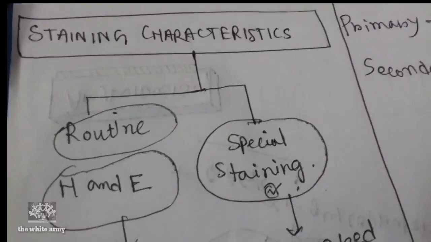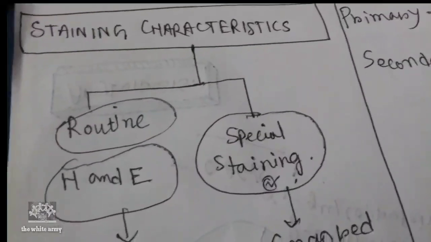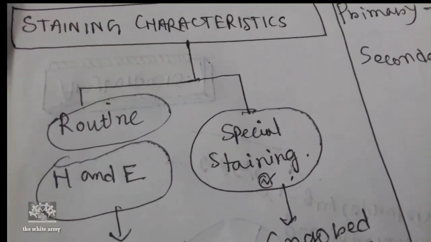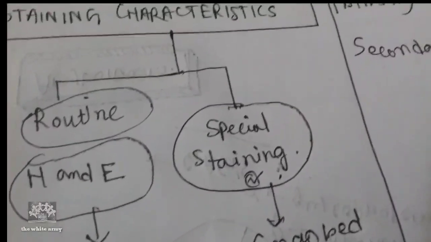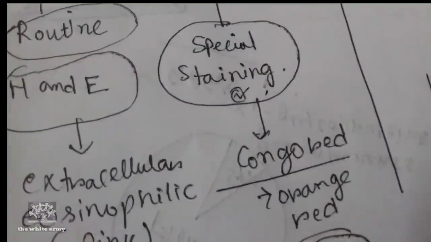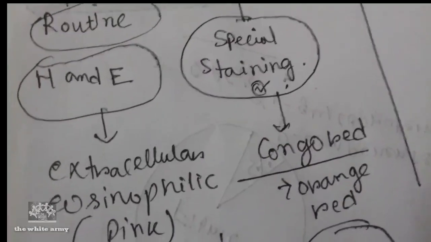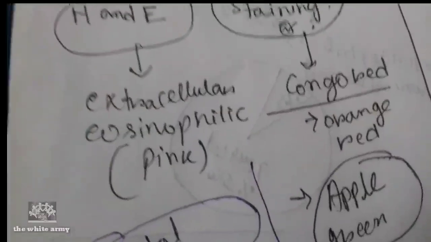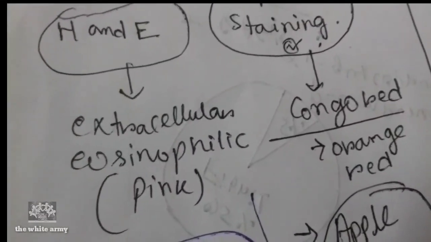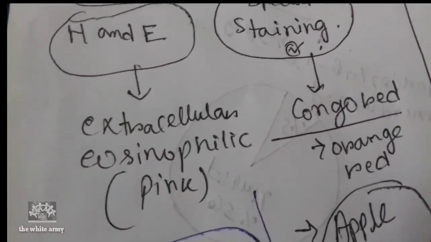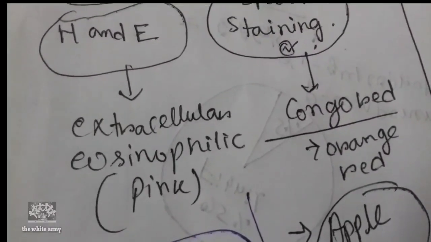Now we have to know what the staining characteristics of amyloids are. There are two types of staining. One is routine staining, that is done by hematoxylin and eosin, and another is a special staining which is done with Congo red or crystal violet. So let's see what the routine staining is. In routine staining, the result is extracellular eosinophilic amyloid. That means the amyloid becomes pink and remains extracellular.